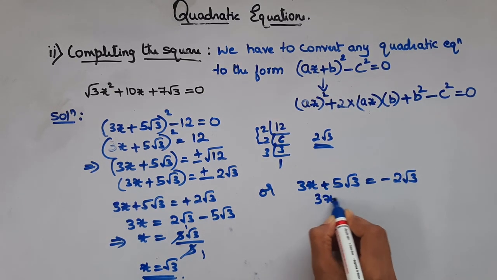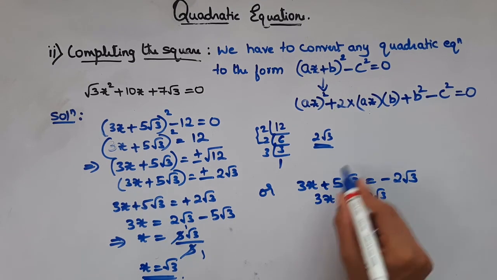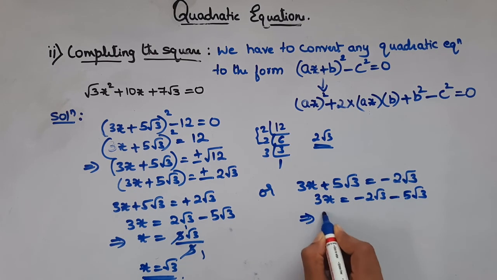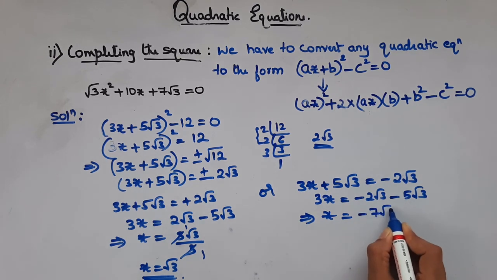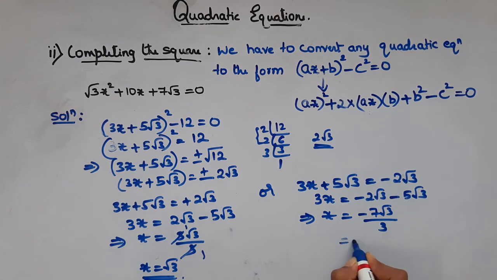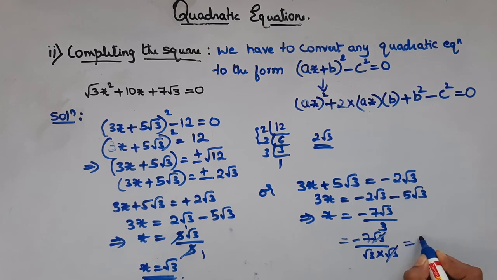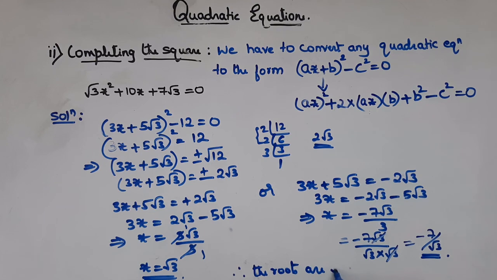In this case we have 3x is equal to minus 2 root 3 minus 5 root 3, which implies x is equal to minus 2 root 3 minus 5 root 3 will give you minus 7 root 3 by 3, right? We have minus 7 root 3 by 3 can be written as root 3 into root 3, right? So here root 3, 1 root 3 is gone. We are left with minus 7 by root 3. Therefore, the roots of the given equation are root 3 and minus 7 by root 3. Which means the zeros of this equation are root 3 and minus 7 by root 3.